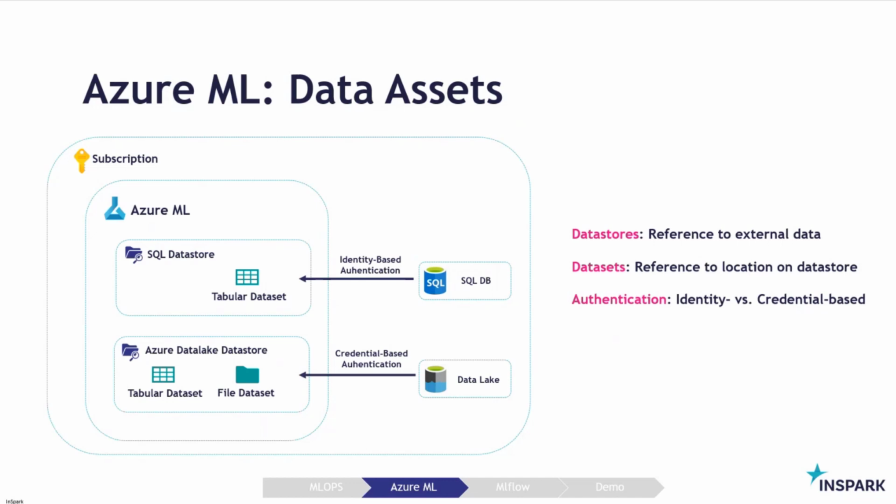Data sets, on the other hand, are references to specific data on the data store. So for SQL, the data store would be the SQL database, and a data set would be the SQL query that results in the final data set. For a data lake, a data set is defined by a path pattern. So for example, we can define a file data set that consists of image files that we want to use for an image recognition project. And then the files are stored in Azure Blob Storage. The storage container will be our data store, and the path on the container will be our data set.